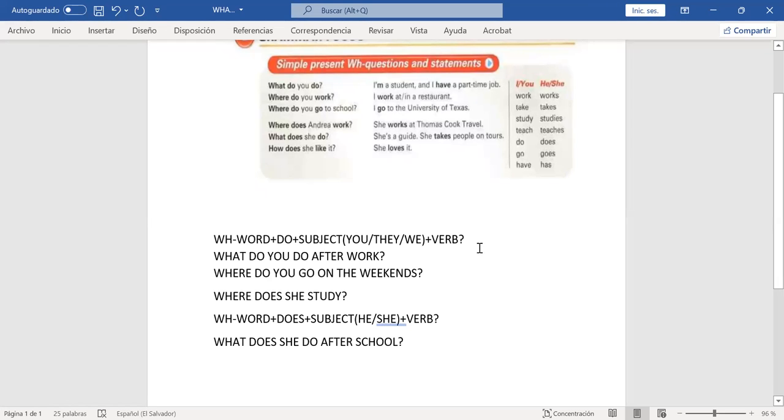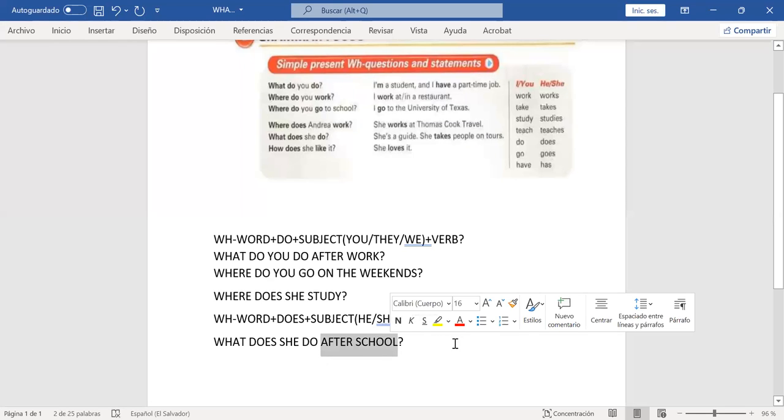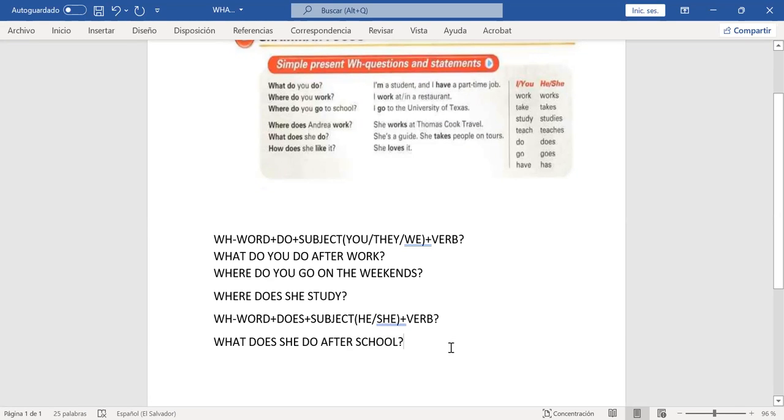If you need to write something else, like in this example, where do you go on the weekends? This is complement. Also, in the other example here, what does she do after school? This is complement too. Got it? Understand? All right. Questions?